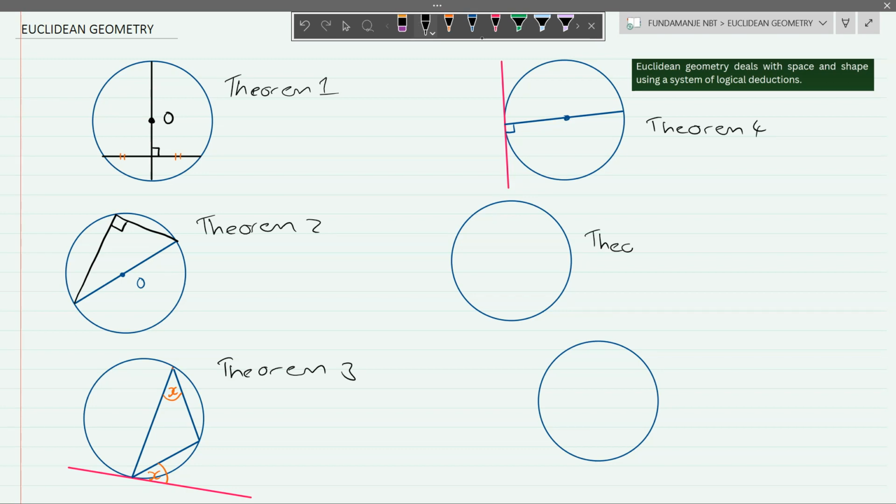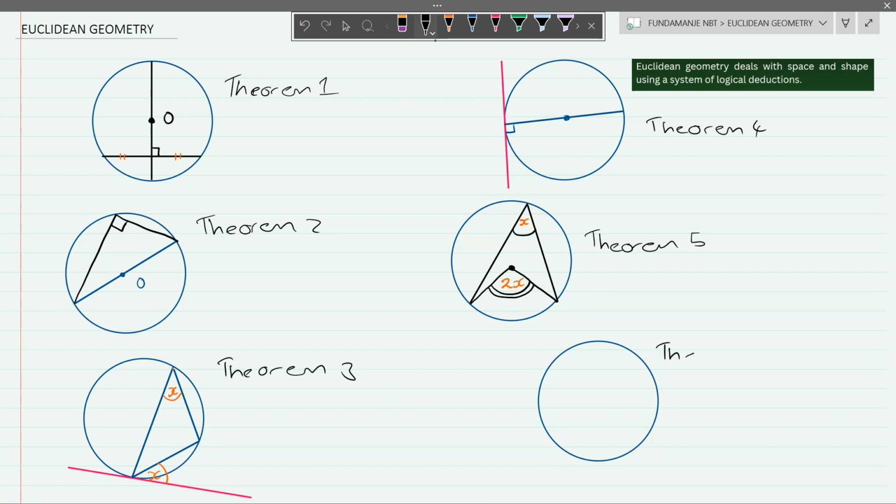Then we can move on to theorem number 5, which states that the angle that is subtended at the center, so formed at the center, this angle here will be twice the size of the angle subtended at the circumference. Meaning, if this is x, this will be 2x. So that's theorem number 5.